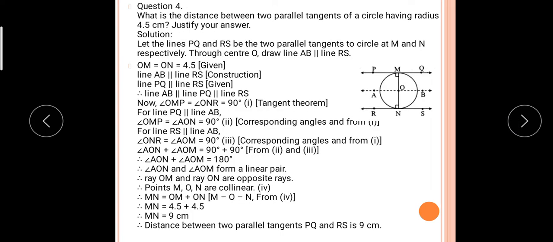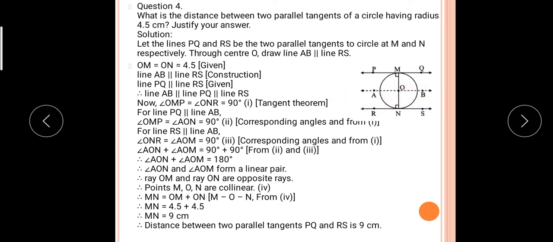Next question. This is also very simple. What is the distance between the two parallel tangents of a circle having a radius of 4.5 cm? Justify your answer. Let lines PQ and RS be the two parallel tangents to the circle at the points of contact M and N respectively. Through center O, we have to draw the line AB which is parallel to RS. It means that PQ is parallel to AB, which is parallel to RS. This is one construction part.